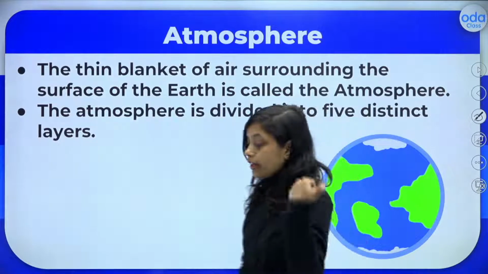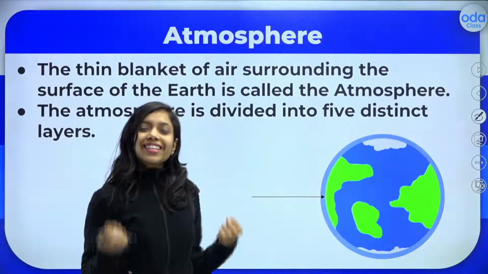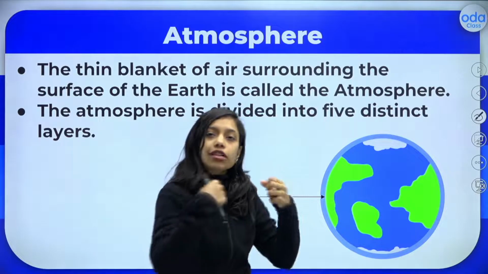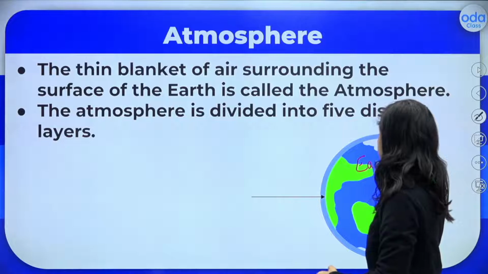These are the properties of air which we learned yesterday. And we started learning about the atmosphere also. What is the atmosphere? It is like a very thin blanket of air which covers the earth. As you can see in the picture, this is our planet earth.